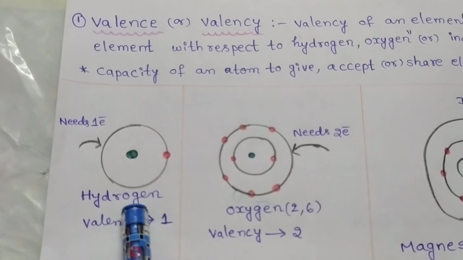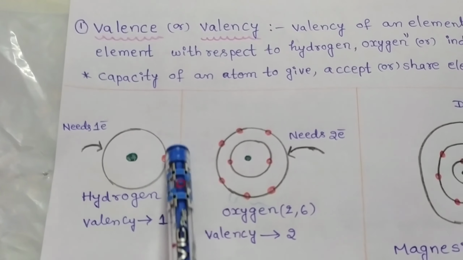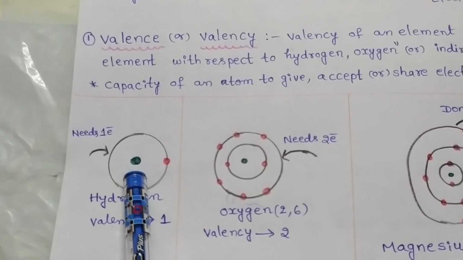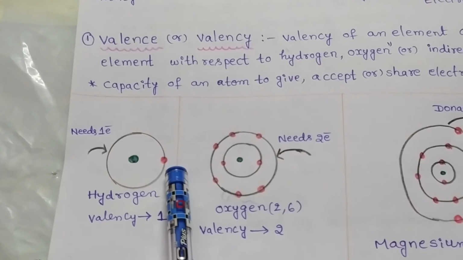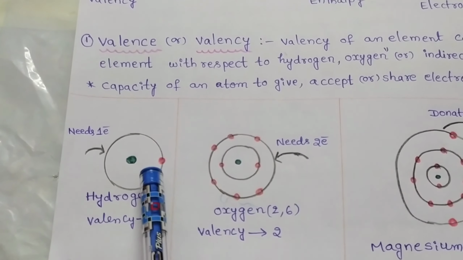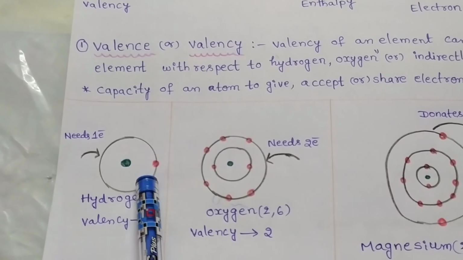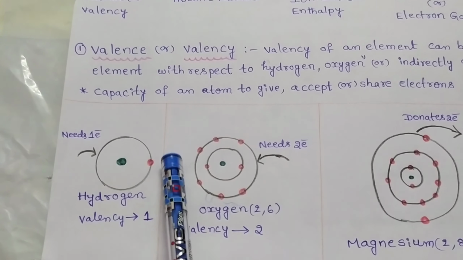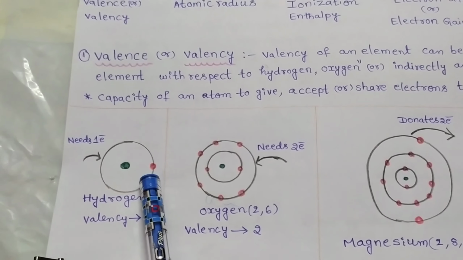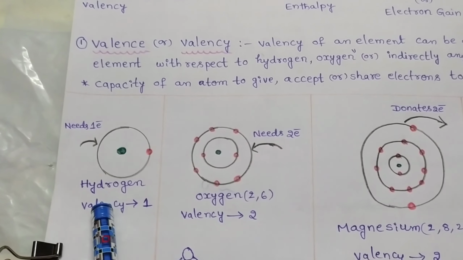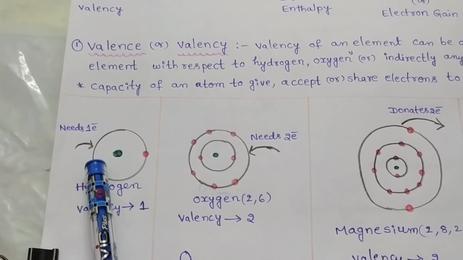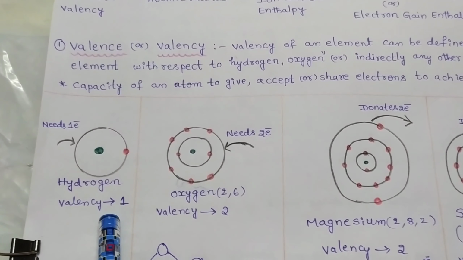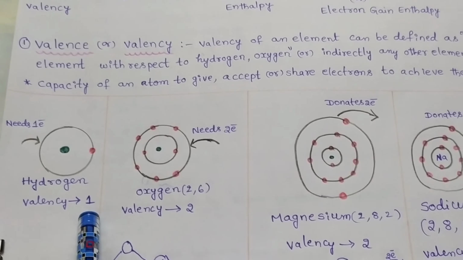First, we can take the hydrogen atom here. This is the hydrogen atom, and this is the center of the nucleus. This hydrogen contains one electron. In order to get stability, it needs one electron to reach the nearest noble gas element, helium. So the hydrogen can gain one electron from other elements. So its valency is equal to 1.